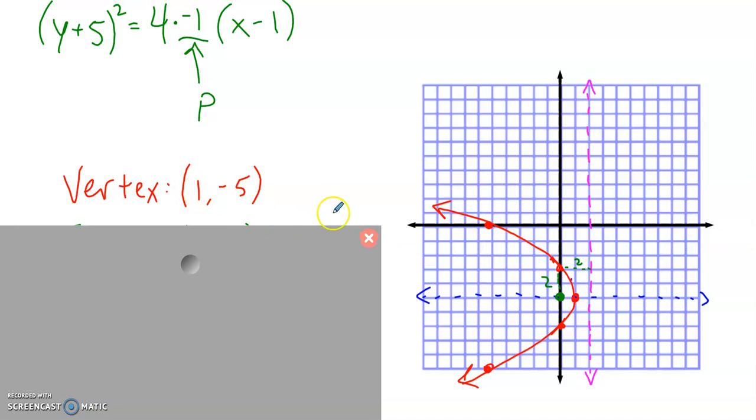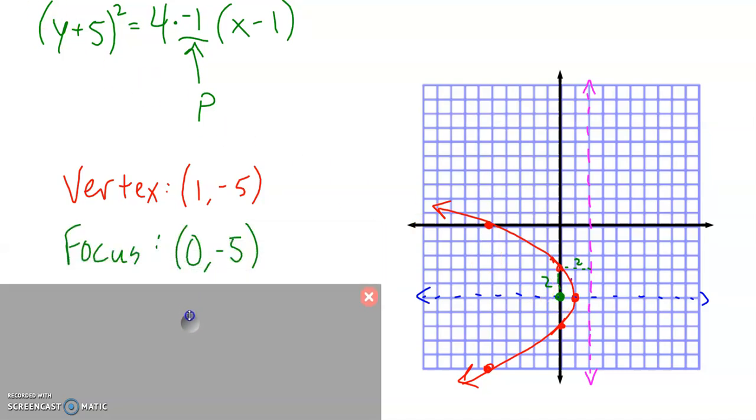So the vertex is at (1, -5), and then I look here and I say, okay, y is squared. That means the parabola either opens to the left or right. And since p is negative, that means it's going to open to the left, which means the focus will be to the left of the vertex. So when I move 1 to the left of the vertex, that will be the point (0, -5).